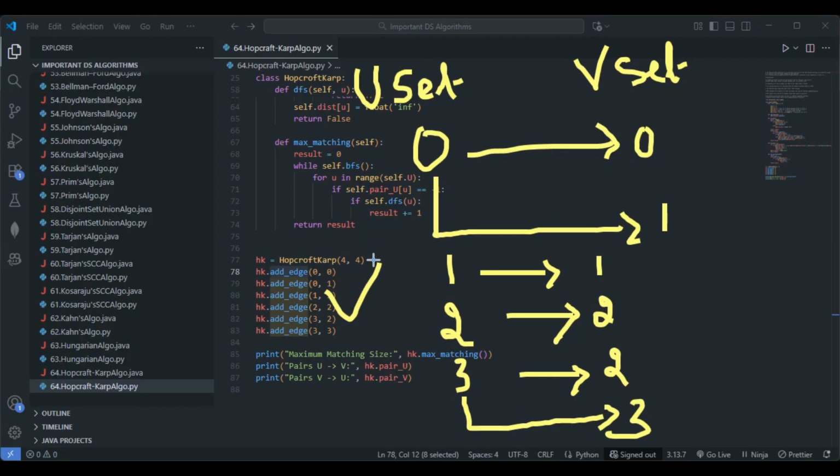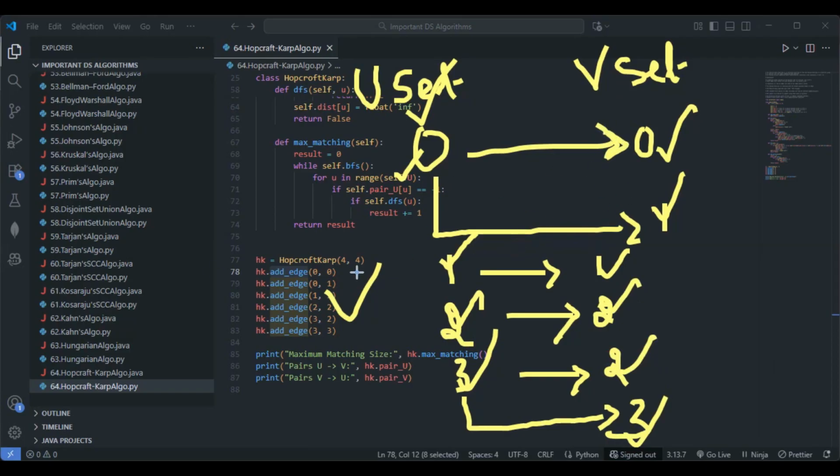See here, the U vertices are on the left, and the V vertices are on the right. Now the arrows I have written here indicate the edges between the partitions. I got confused, sorry. This is the correct figure.